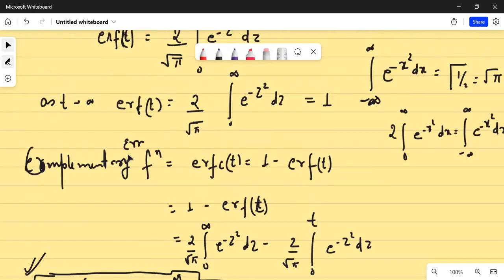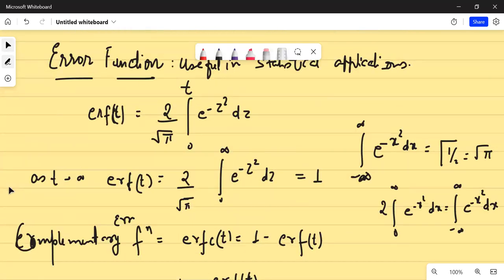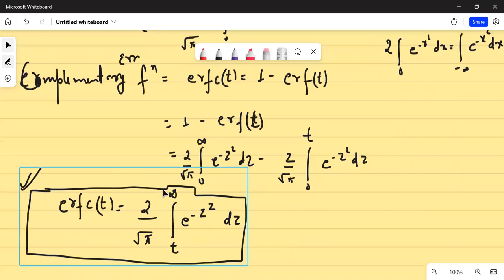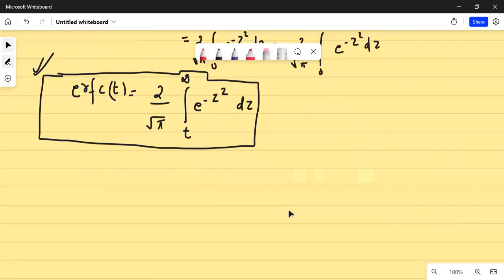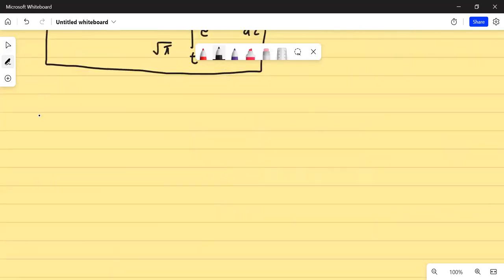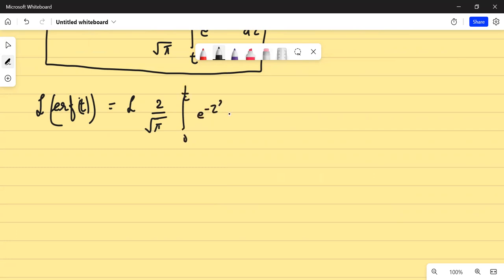So two things you have to remember. One, the error function is given by this, and the complementary of the error function is given by this. Is that fine? And if I now want you to find the Laplace transform of your error function, what would it be? It would be equal to writing the Laplace transform of root over 2 upon pi, integration from 0 to t, e to the power minus z square dz.